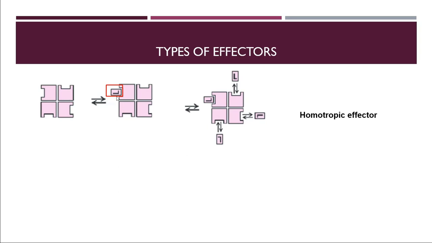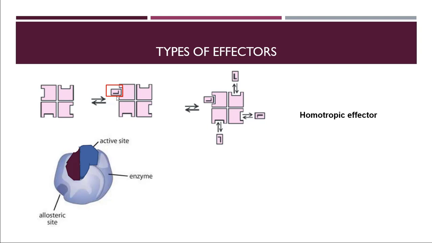Fine. But if we have an enzyme or a molecule where the allosteric site is different and a different molecule is boosting or inhibiting the reaction, then this kind of effector is a heterotropic effector. Homotropic effector means the substrate itself is boosting the reaction. Heterotropic means that we have another molecule that is boosting or inhibiting the reaction. Fine? Okay.